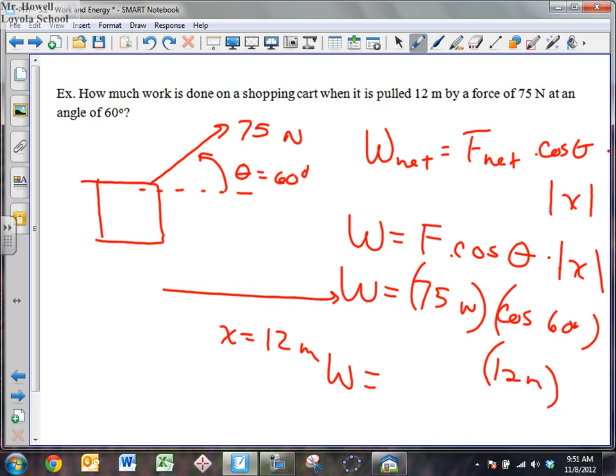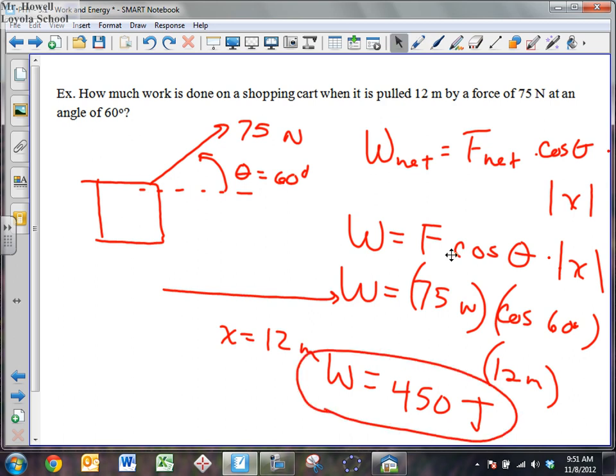You can actually do this in your head if you know what cosine 60 is. Once you study this and recalc, cosine 60 is one of your standards. It's 1/2. So 75 times 1/2 times 12 is 450. And my units are joules. Units are joules. So 450 joules of work are performed.